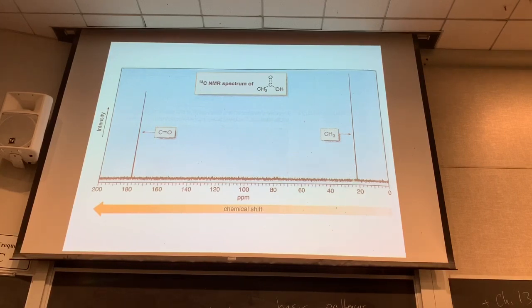And what do we have here? We just have a singlet here and a singlet there. We often see no coupling in C13 NMR because it's always in proton decoupled mode, either broadband or off-resonance decoupling.